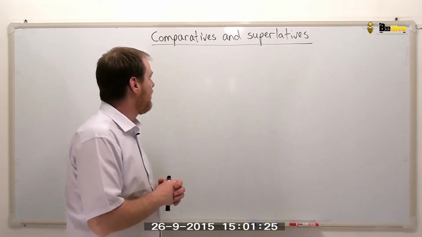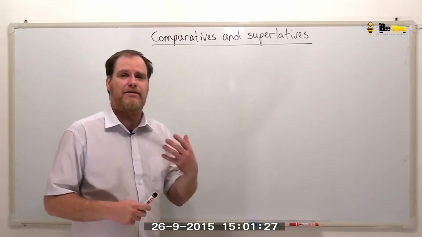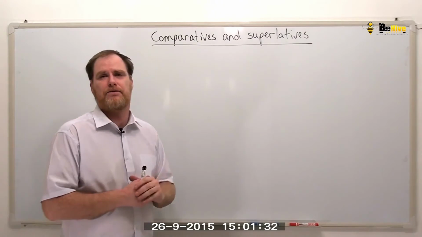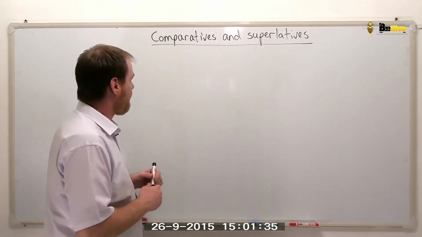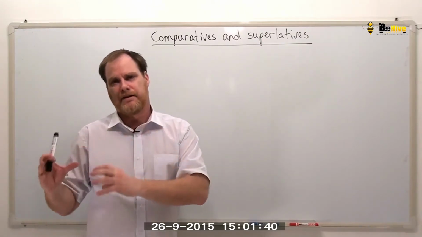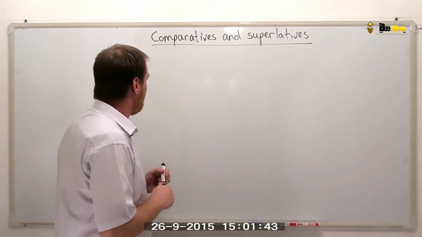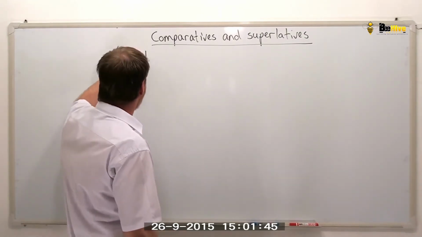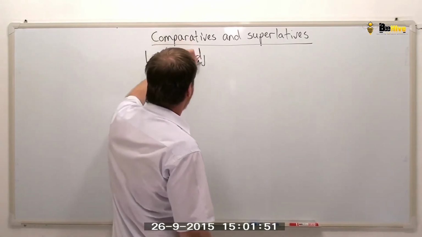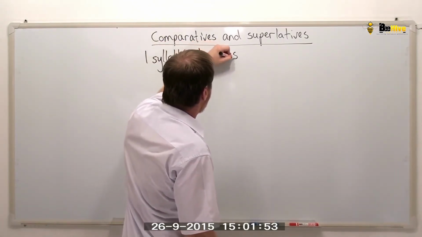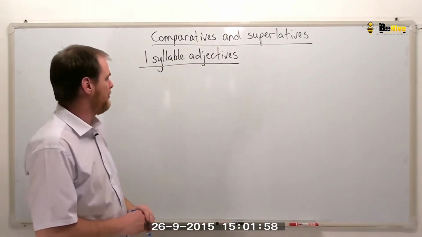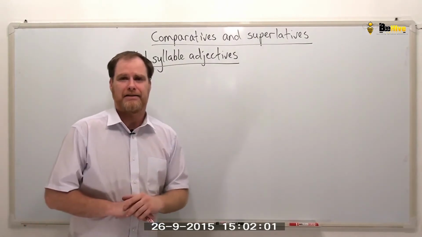All right, so let's have a look at the grammar rules, okay? And we're going to build our vocabulary as we go through. So let's have a look first. We need to split comparatives and superlatives into three different sections or parts. So the first section or part we're going to have a look at is one-syllable adjectives, okay? One-syllable adjectives.